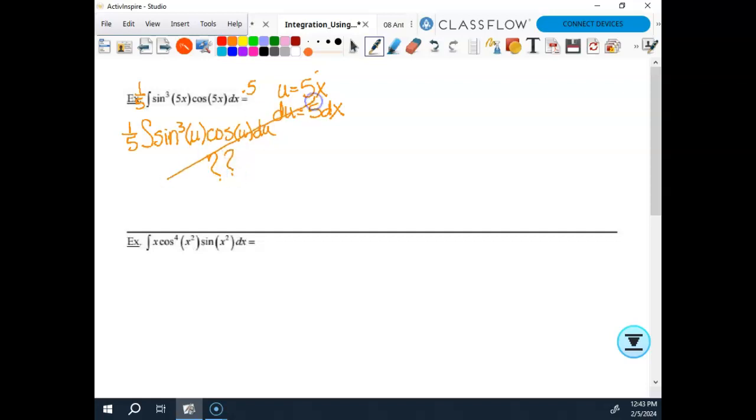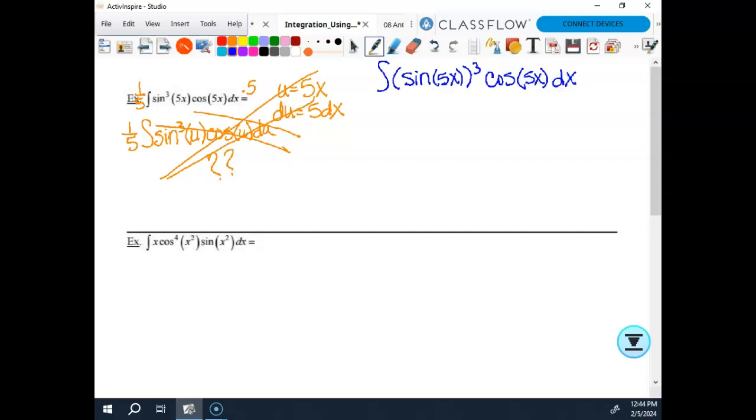So let's look at this differently. And instead, let's rewrite what we had. We had the integral, and like I said, instead of sine cubed of 5x, can't I write that as the sine of 5x cubed? Doesn't that mean the exact same thing? Just the other way is how the notation works. And then we're going to have the cosine of 5x dx.